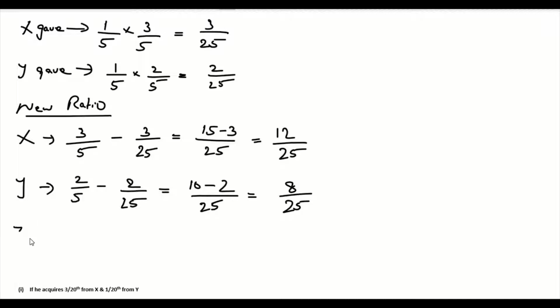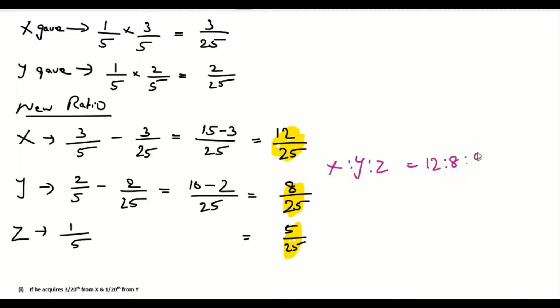Then we have Z. His share is already given in the question, which is 1/5. If we want the same denominator of 25, it becomes 5/25. Now we have all the partners' shares: X it is 12/25, Y it is 8/25, and Z it is 5/25. So the profit sharing ratio of X, Y and Z is 12:8:5.